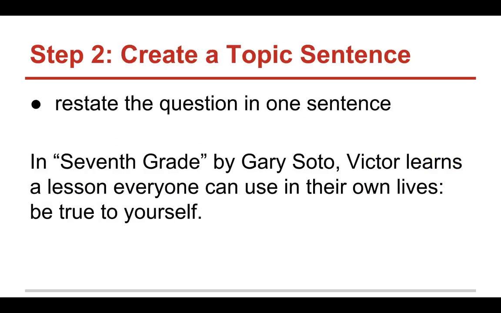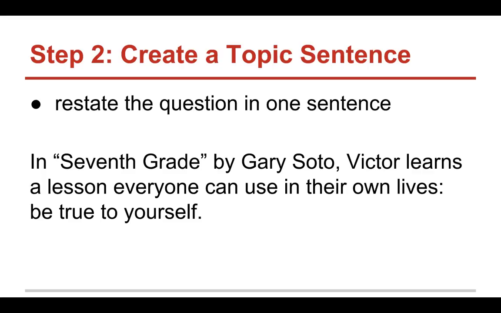So step 2 is to create a topic sentence. Now, some of you may remember this from 6th grade, and some of you may not have learned this in 6th grade, but to create a topic sentence, you need to restate the question in one sentence. So I've given you an example here. It says, in 7th Grade by Gary Soto, Victor learns a lesson everyone can use in their own lives. Be true to yourself.